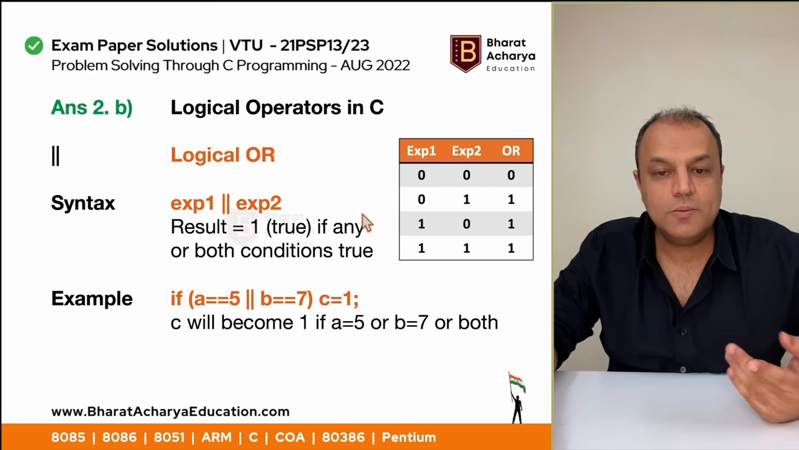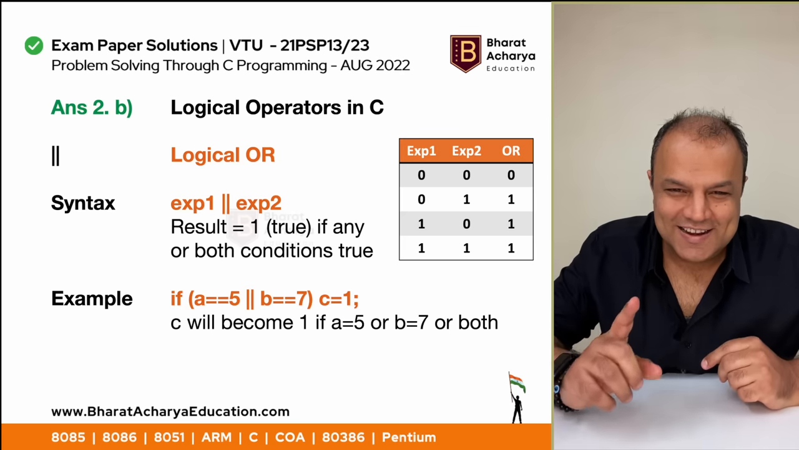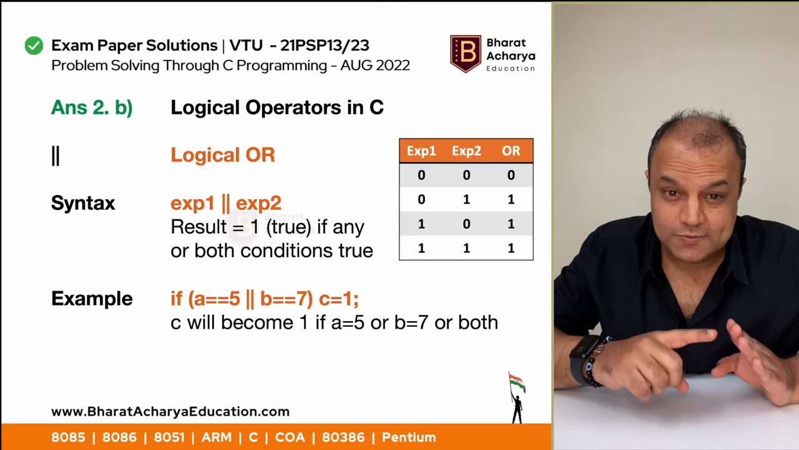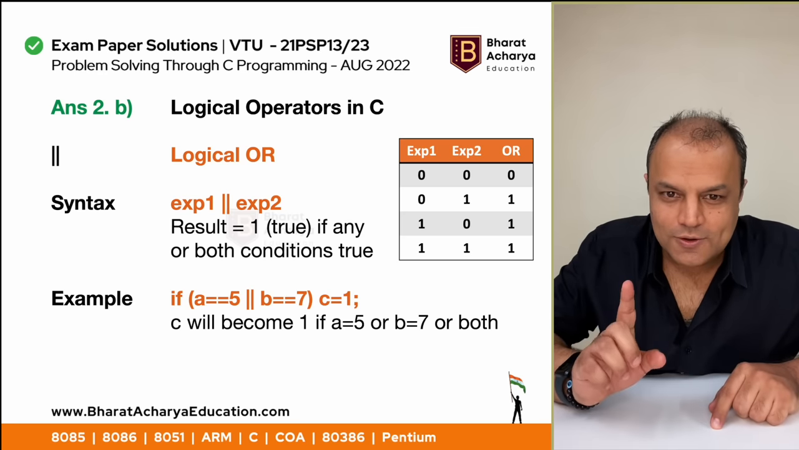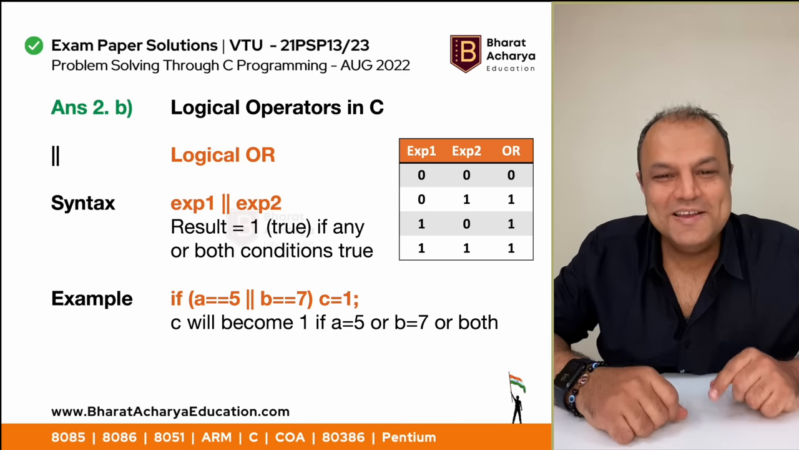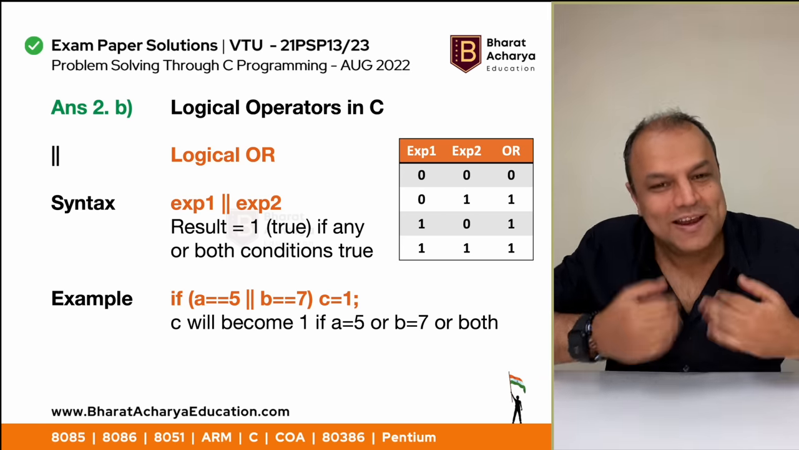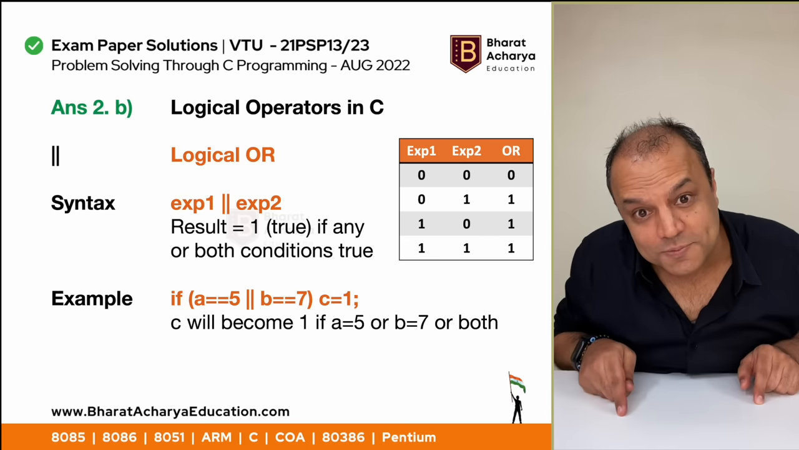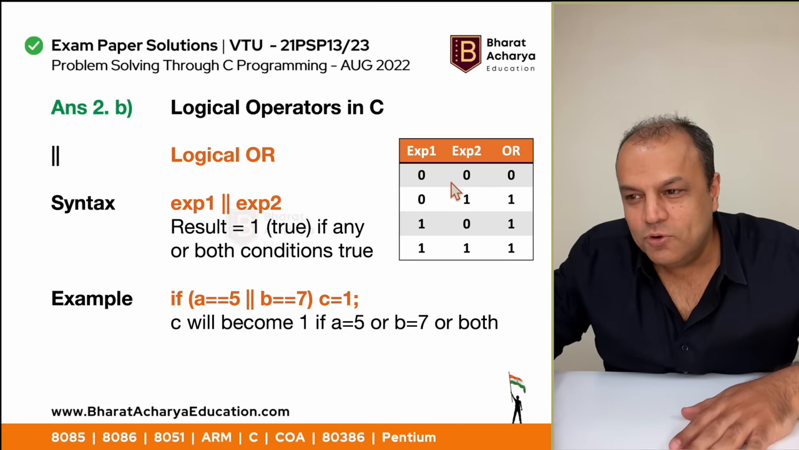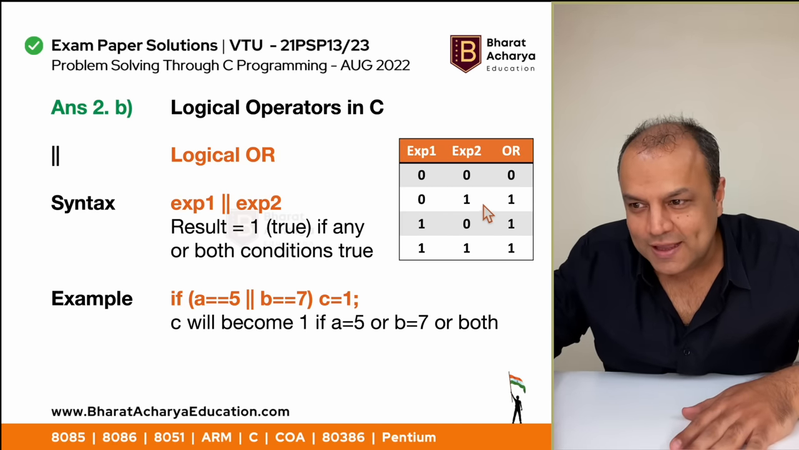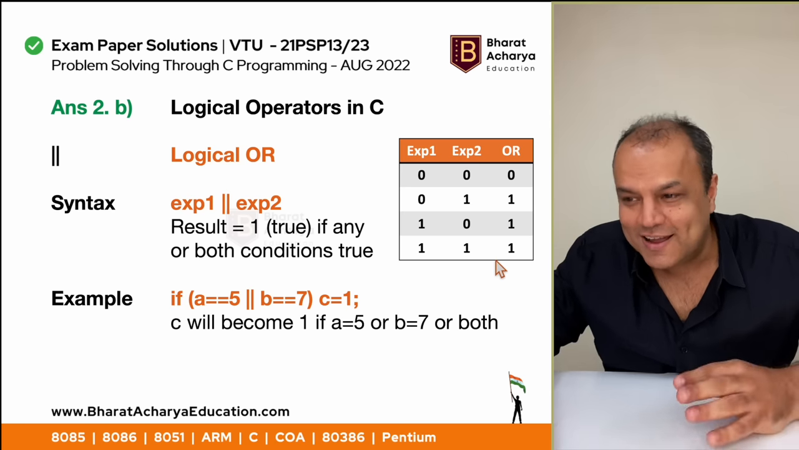Now, look here. AND gate gives a 1 when the first condition and the second condition both are 1. OR gate will give a 1 when anybody is 1. If anything is satisfied, I am happy. AND gate says everything should be satisfied. OR gate says if anything is satisfied, I am okay. Both are false, answer is 0. Anyone is 1, answer is 1. Anyone is 1, answer is 1. Both are 1, great, answer is still 1.